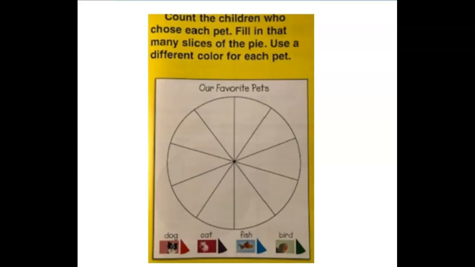Count the children who choose each pet. Fill in that many slices of the pie using a different color for each pet. So for dogs, we will use red. For cats, we will use purple. For fish, we will use blue. And for birds, we will use green.